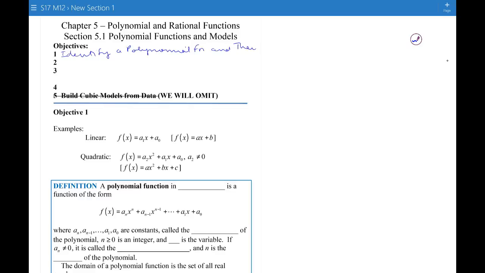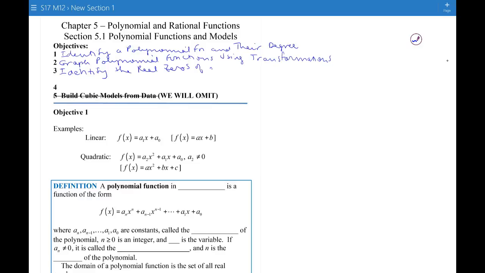And how to identify their degree. How do you tell the degree of a polynomial? And then we're going to graph polynomial functions using transformations. That's going to come in handy several times. And then identify the real zeros of a polynomial function and their multiplicity.